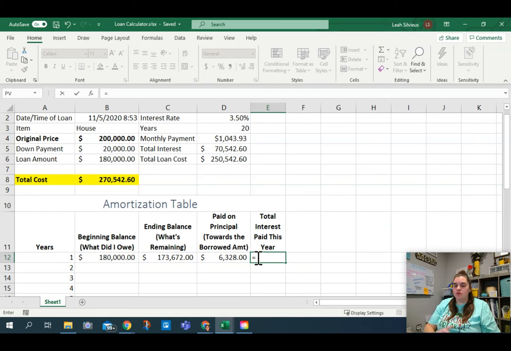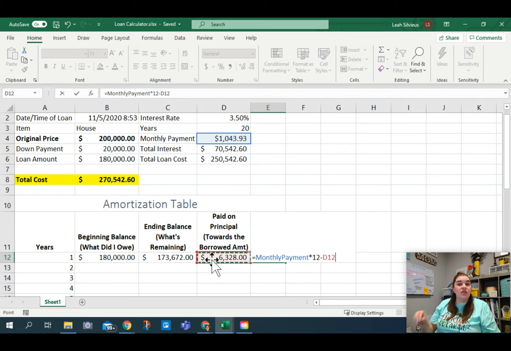So I'm going to make an equal sign. I know I'm paying this every month. So I'm going to take my monthly payment and I'm going to calculate how much I paid overall for the year. So I'm going to multiply it by 12. However, part of it went towards principal. So I didn't just pay for the interest, I paid for principal too. So I'm going to take what I paid every month, figure out how much I paid for the course of the year, and then minus out what I actually paid towards the loan. Because everything else that's left over should be interest, right?